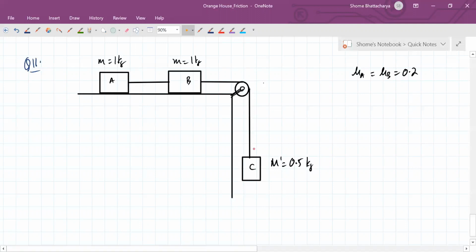So what will happen here is that the string will develop tension. So this tension is, let's say, T1, assuming the block will move. Okay, our assumption of course may be wrong. The blocks may not move, but we'll have to check that out. Tension T2. So if they are moving, they will have a common magnitude of acceleration.